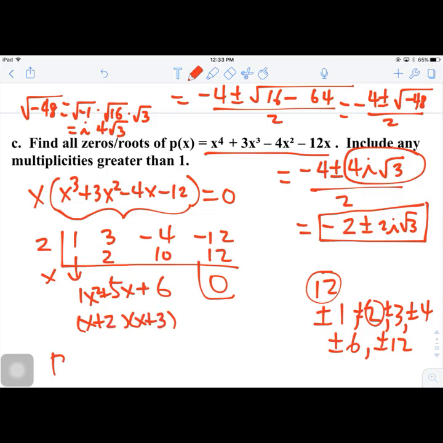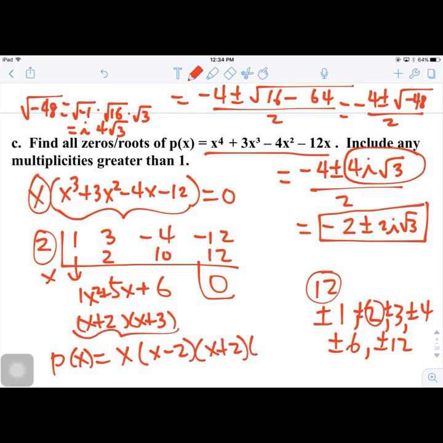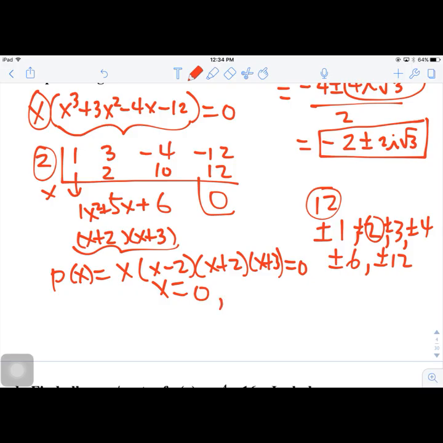So the polynomial can be factored completely using the first factor that we factored out, the GCF. We have x, and then we have the second 0, which is x minus 2, and then we have the last two factors that we found, x plus 2 times x plus 3. Setting it all equal to 0, the zeros will be 0, 2, -2, and -3. And that is the complete set of solutions for this problem.